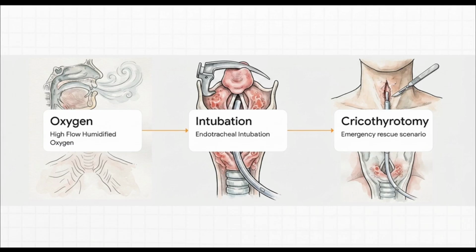But if the airway is actively failing, we move fast to step 2, endotracheal intubation. A doctor uses a laryngoscope to physically lift those swollen tissues out of the way and slides a breathing tube directly past the obstruction and right into the lungs. If the swelling is so massive that a tube cannot be passed from above, we hit the absolute emergency rescue scenario. Step 3, a cricothyrotomy. This means surgically cutting directly through the neck to bypass the upper airway obstruction entirely.